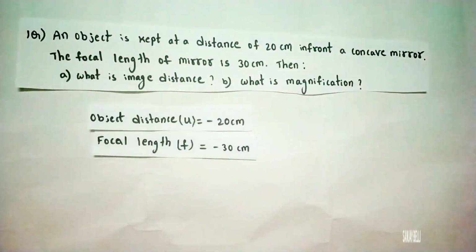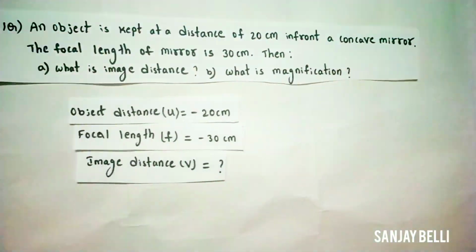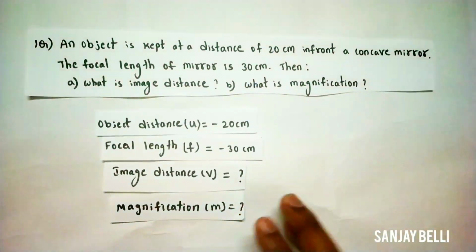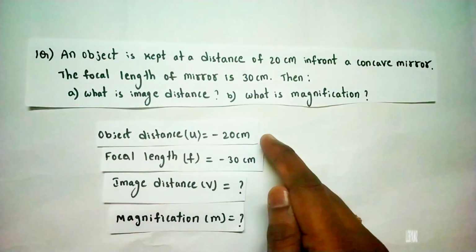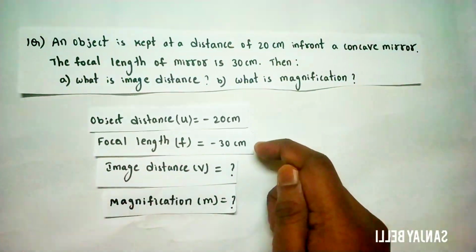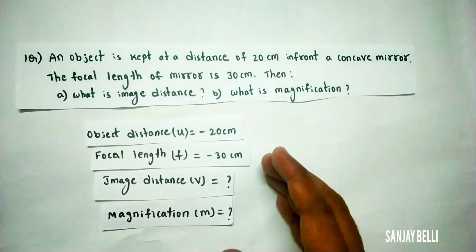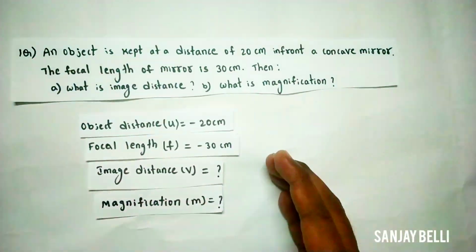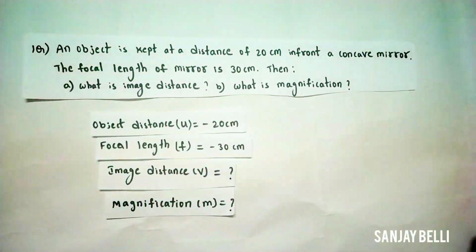So we have to find what is image distance, and magnification M we have to find. Object distance 20 centimeters, focal length 30 centimeters. Before solving this problem, according to concave mirror ray diagram, we have to identify where an object is placed and where an image should be obtained.